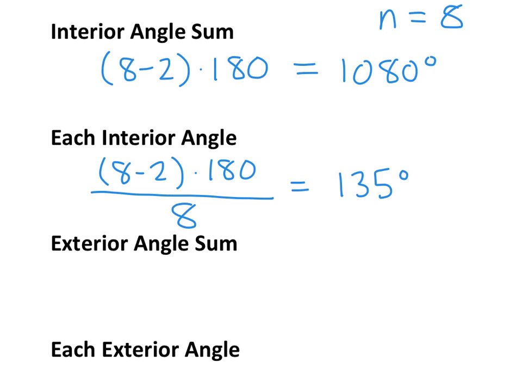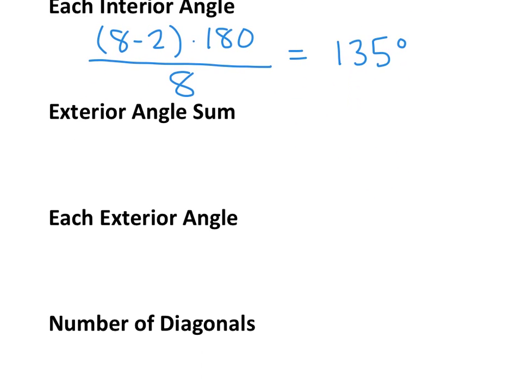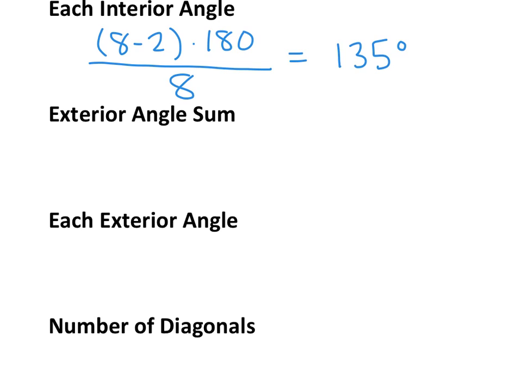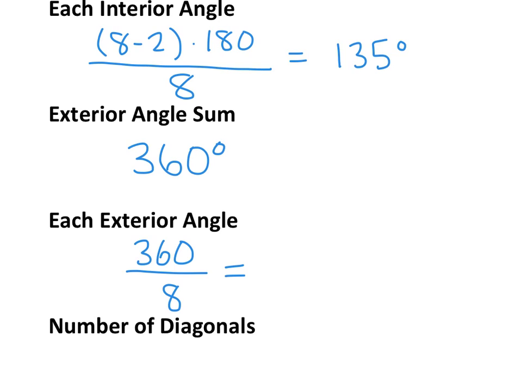All right. For exterior angle sum, that's the one that we talked about never changes. The exterior angle sum, no matter what polygon we're looking at, is always going to be 360 degrees. Each exterior angle is going to be 360 divided by how many angles there are. In an octagon, we have 8 angles. So 360 divided by 8 is 45 degrees.